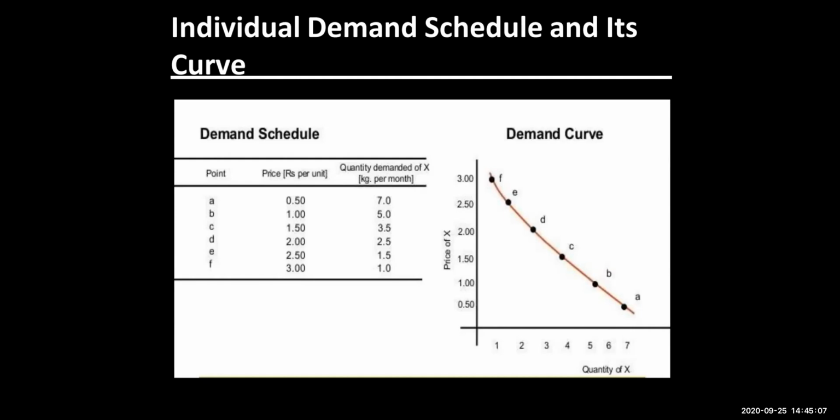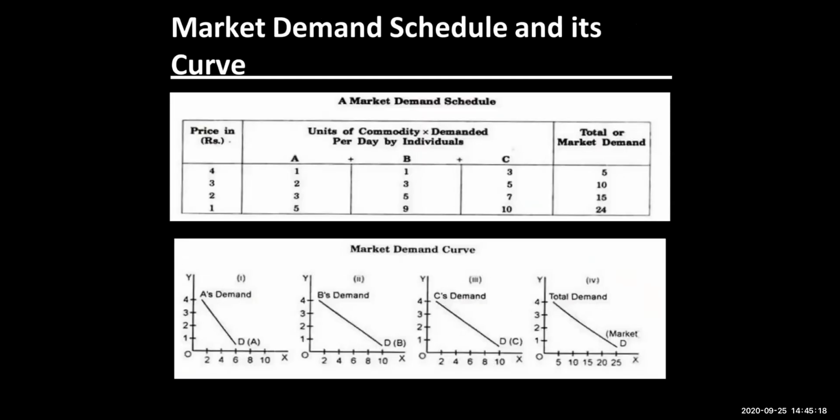So we can observe that due to the inverse relationship between price and demand, the demand curve is always downward sloping. Over here, we can see the market demand schedule. Let's say the quantity demanded by A, B, and C at a particular price.